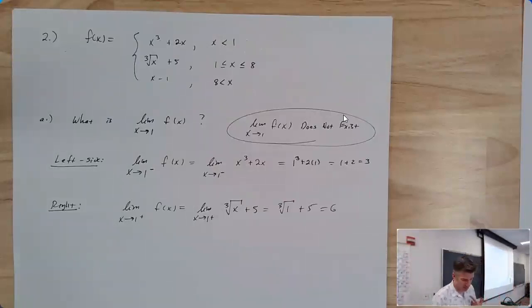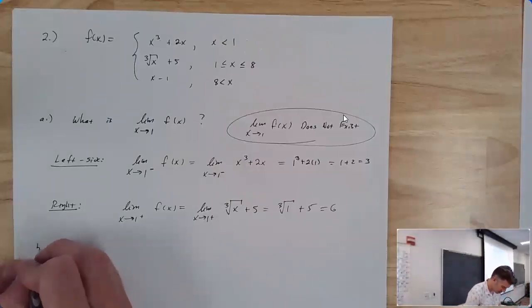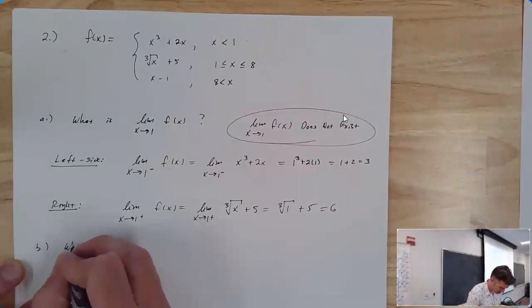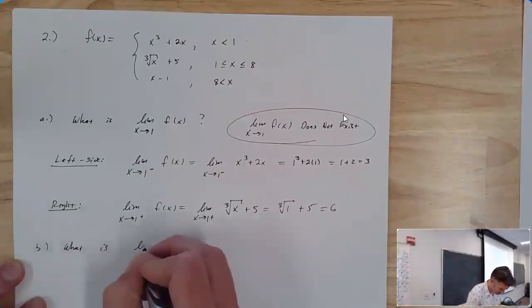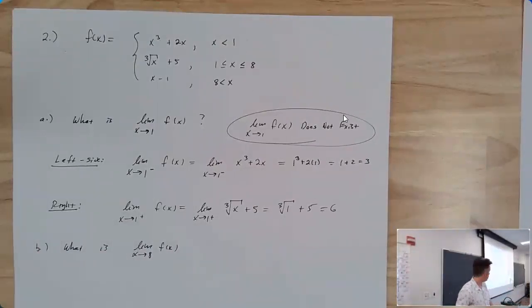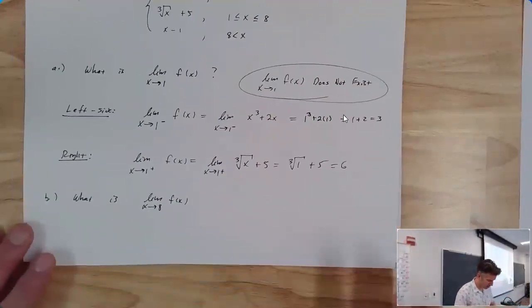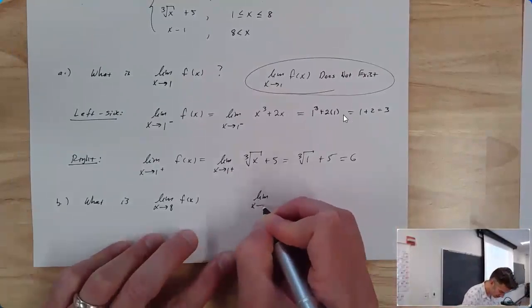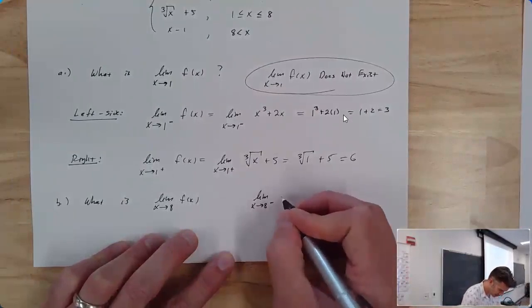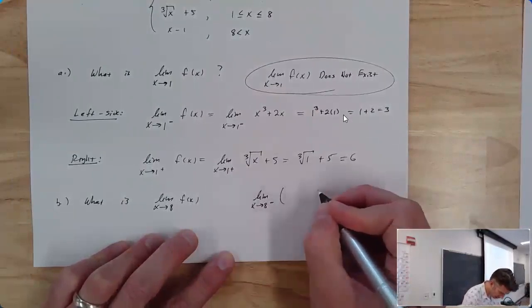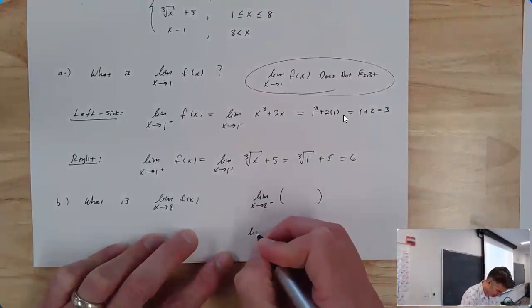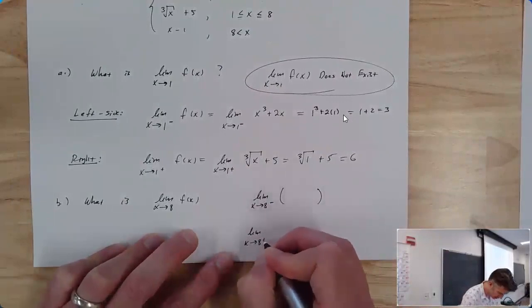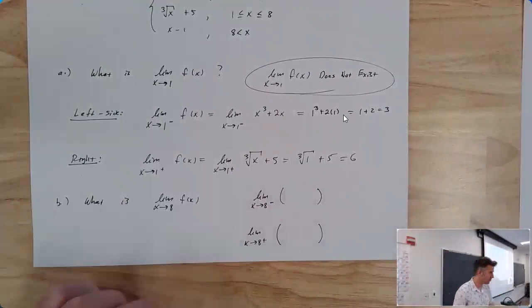So let's look at one other limit here. Let's look at the limit as x approaches 8 of f of x. I want you all to write down what the left-hand limit and the right-hand limit are. So the limit as x approaches 8 from the left of what thing should go here, and the limit as x approaches 8 from the right of what thing should go here. Fill those both in.